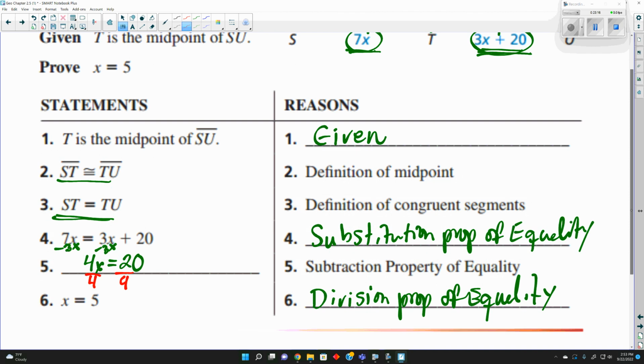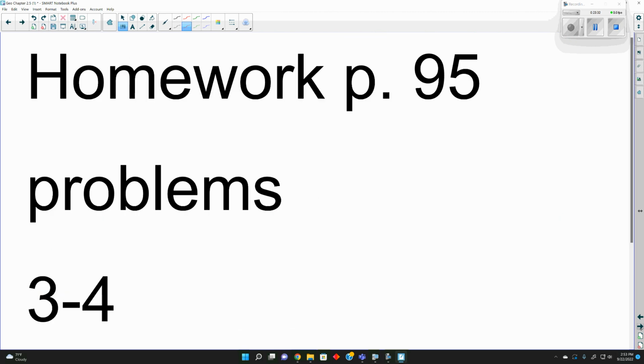T is a midpoint, so it means ST is congruent to TU. Well, if they're congruent, it means they're equal. We can substitute it in and solve. So we try to take the definitions as far as we can until we can't do anything more with them.